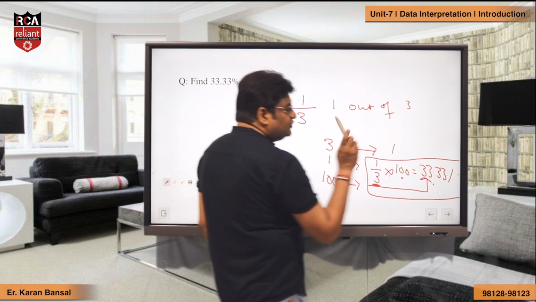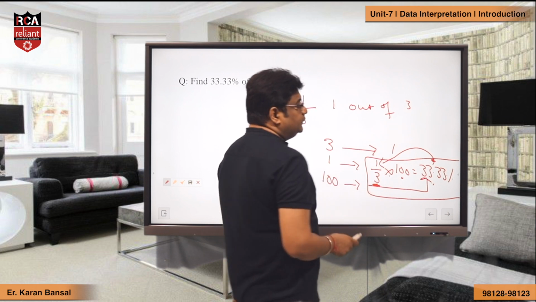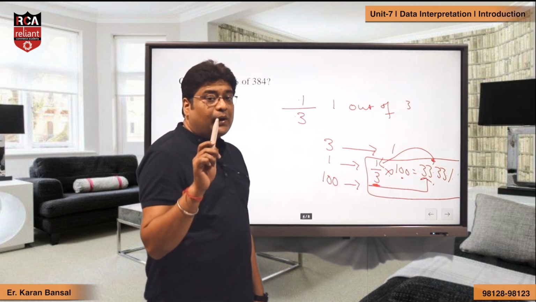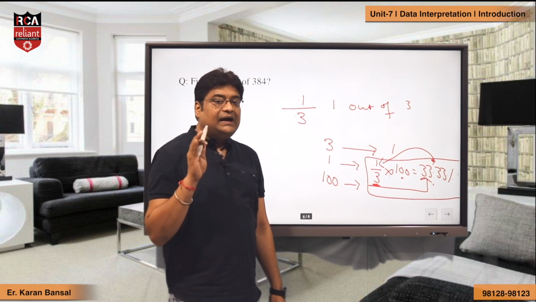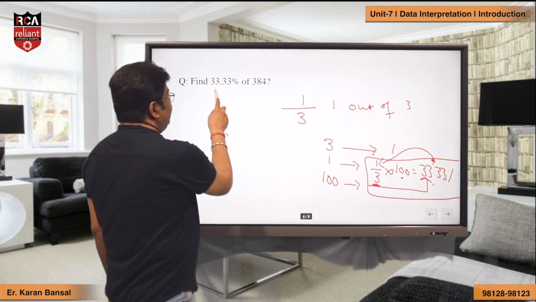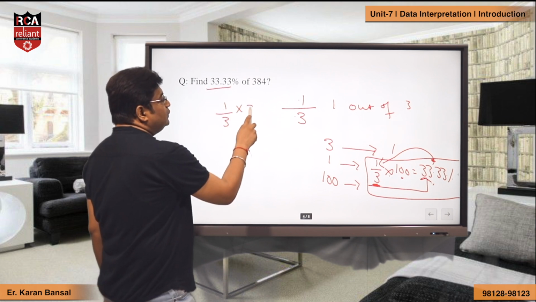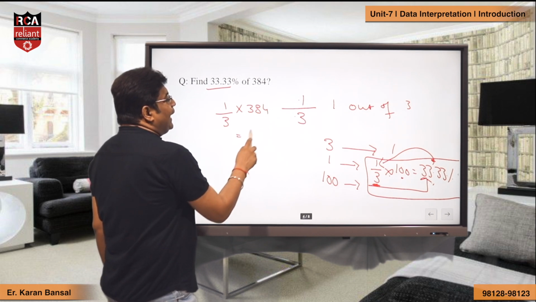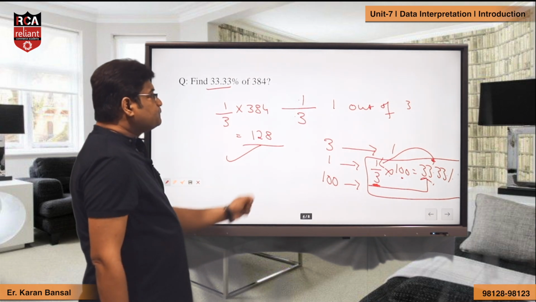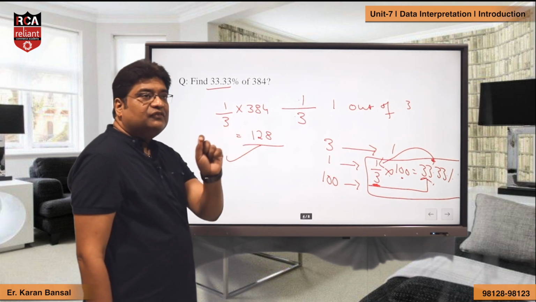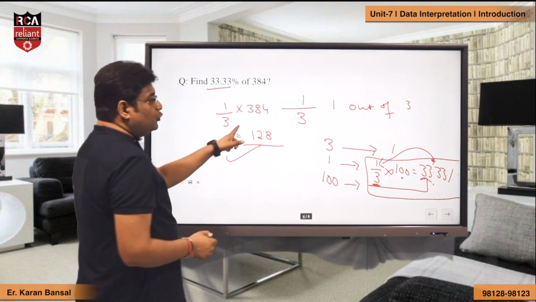So what I said, I'll repeat, 33.33% is equivalent to 1/3. So finding 1/3 of a number or finding 33.33% of a number are the same thing. So now if I have to find 33.33% of 384, I directly do 1/3 of 384 and my answer would turn out to be 128. Now this question becomes very simple. Similarly, I hope this is clear.